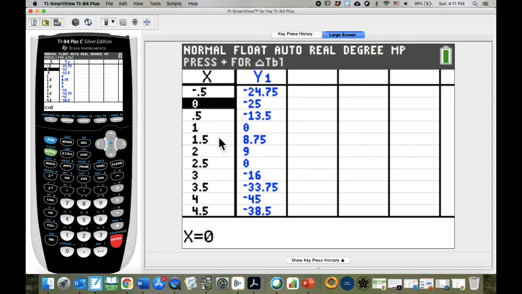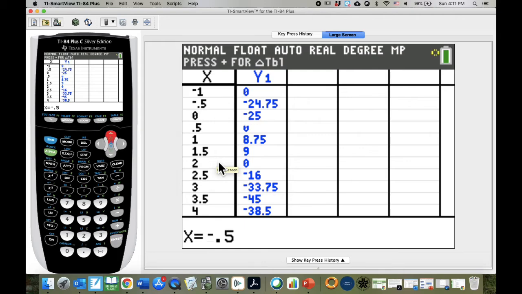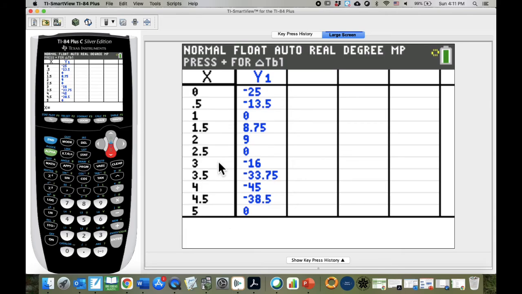So 1, 2.5, and then if I scroll down, scroll up, I've got one at negative 1, and if I go down to 5, I should have one there as well. And there it is.